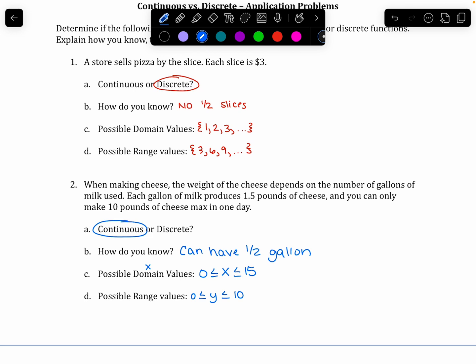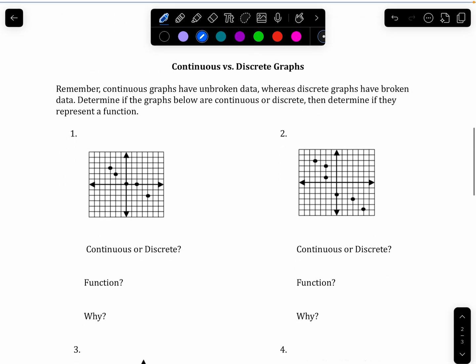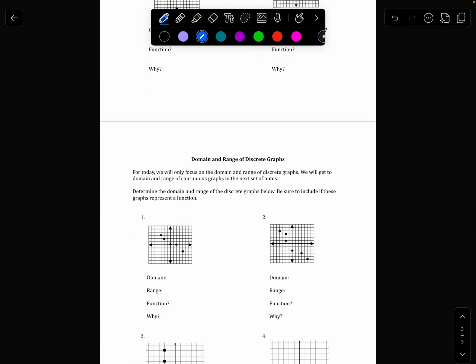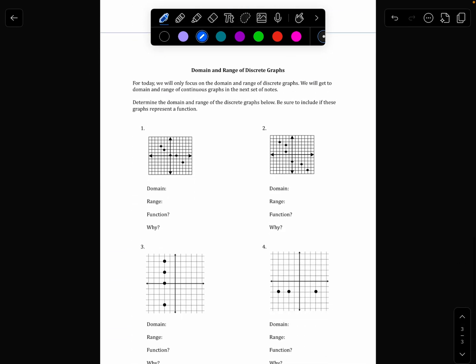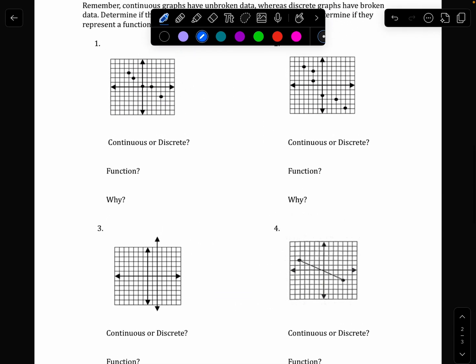So that's going to be the difference between a continuous and discrete word problem. Okay, we're looking for halves. Can you have a half of something? Yes, great. All right, so now we are going to move down to looking at graphs, determining whether my graph is continuous or discrete based on if my data is broken and unbroken. And then in this first section, we're going to determine whether or not these graphs represent a function. We're going to do something very similar down here, but we're also going to list the domain and range, okay?